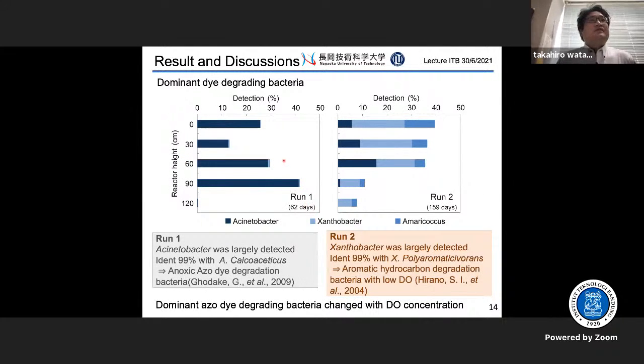So this is the result of the microbial community data. The dominant dye-degrading bacteria are very different with and without effluent recirculation. This side is without effluent recirculation, and this side is with effluent recirculation. The main dominant bacteria in run 1 is Acinetobacter, an anoxic azo dye degrading bacteria. After changing the operational condition, the dominant bacteria is Cyanobacter, an aromatic hydrocarbon degrading bacteria with low DO. Therefore, the dominant azo dye degrading bacteria changed with the DO concentration.